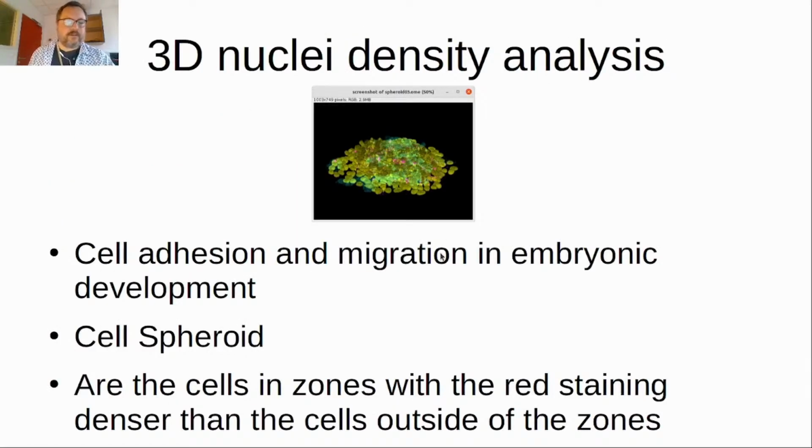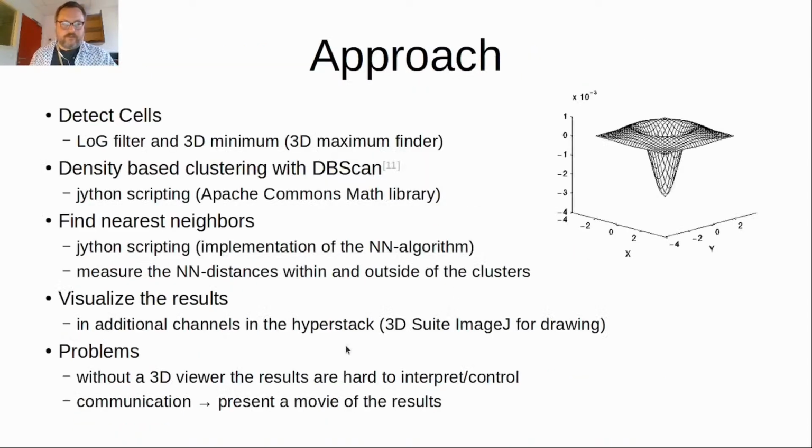Okay, the first example comes from a context of cell adhesion and migration in embryonic development. We have a cell spheroid, and we have 2 other stainings. Here is red staining, or magenta in this image, and another one. And what we want to do is to find out if the nuclei are denser in the zones with the red staining than outside of these zones.